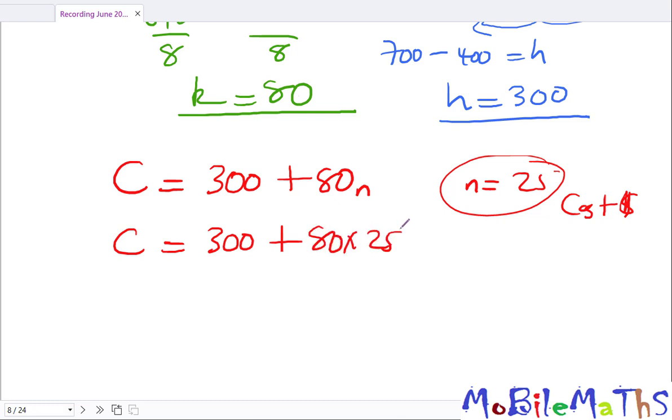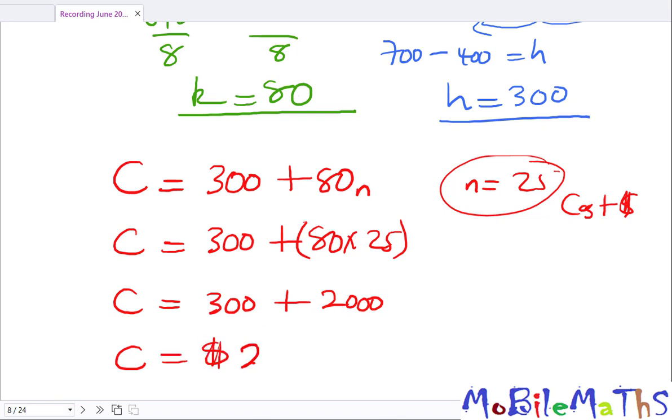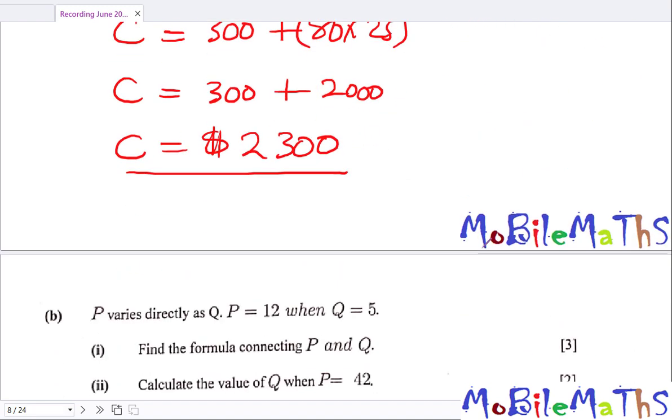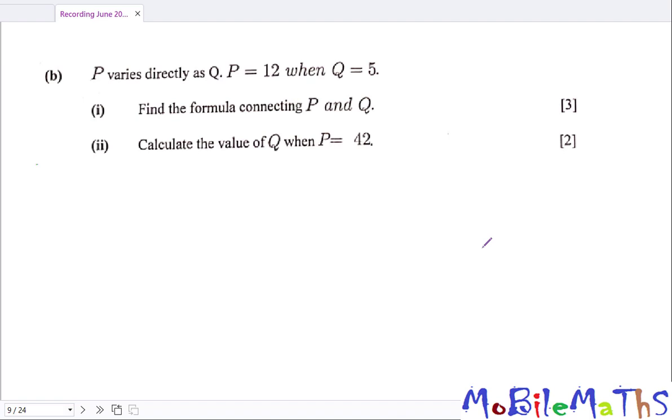So we multiply here. Then our C is going to be equal to 300 plus 80 times 25, that's 2000. So the cost basically is going to be 300 plus 2000, that's 2300. So that's going to be the cost if you have 25 people. You can check the question. Let's move on to the next question.